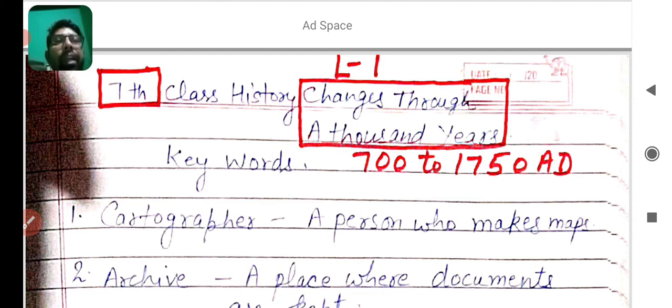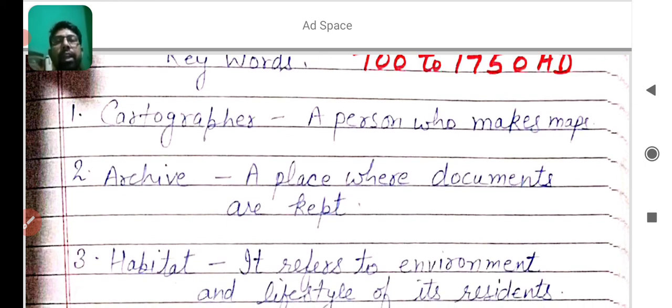So to begin the lesson with keywords. With the help of keywords you can understand the lesson easily. Firstly, there is a word cartographer. Cartographer here means a person who makes maps, and it's also known as lexicographer. Lexicographer or cartographer is a person who makes maps. And the next major keyword of the lesson is archive. Archive is a place where documents are kept.